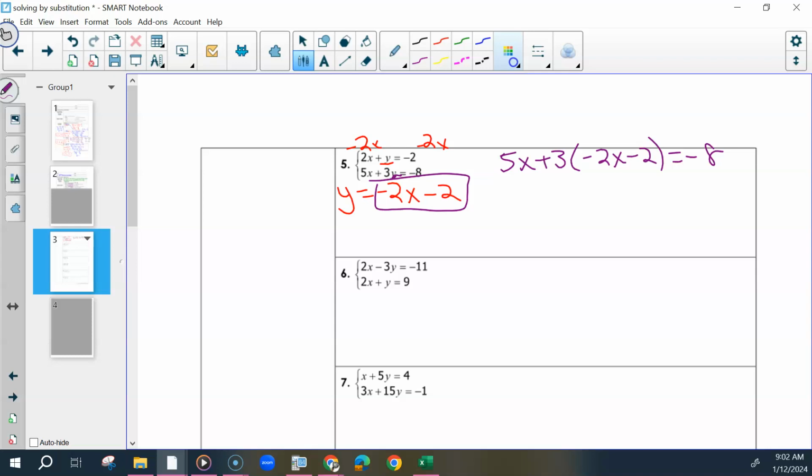Solve for x. As I'm doing this up here, you should be trying it on your own and then checking to make sure that you're on the right track, not just copying down all of my work.